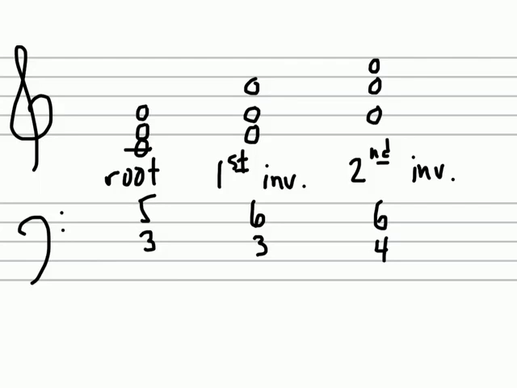So we can label these inversions either with the names root, first inversion, second inversion, or with figures 5-3, 6-3, or 6-4. Commonly, the 5 and 3 are usually left out, and we assume root position. In a 6-3 position, we sometimes leave the 3 out, and when you just see a 6, it refers to a 6-3. But the 6-4, we have to leave both numbers in there.